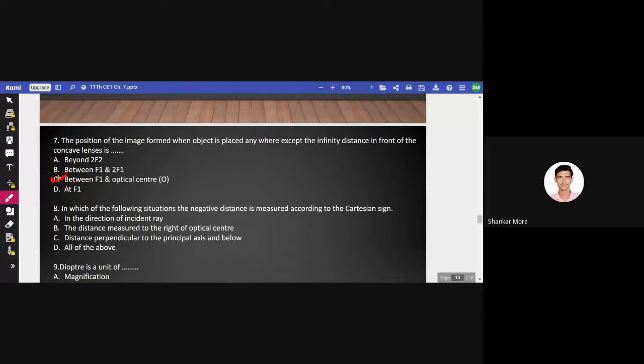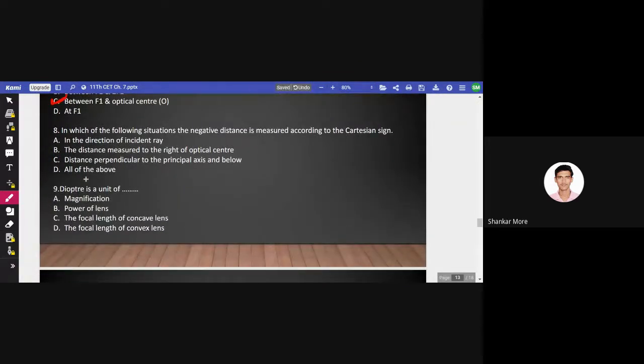Okay, let's go forward. In which of the following situations is the distance measured negative according to Cartesian sign? In the direction of the incident ray; the distance measured to the right of the optical center; the distance perpendicular to the principal axis and below; and all of the above. So which distances are measured negative when we talk about lenses?